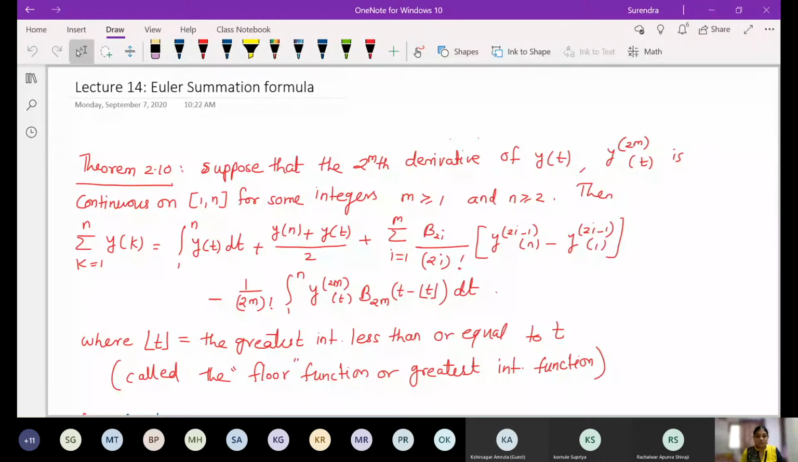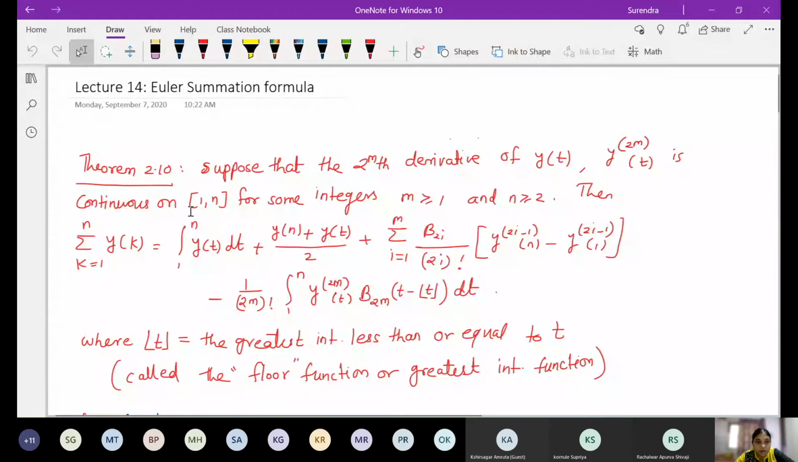Okay, so what is this Euler summation formula? It will be used to compute finite sums of the form summation k is equal to 1 to n of y(k). What this theorem says is, suppose that the 2mth derivative of y(t), denoted by y with upper suffix 2m, is my notation for the 2mth derivative of y. It is not like y raised to 2m. It is the 2mth derivative of y. Okay.